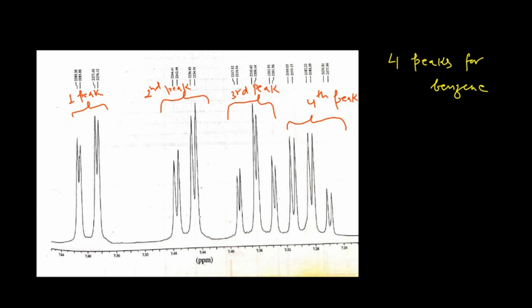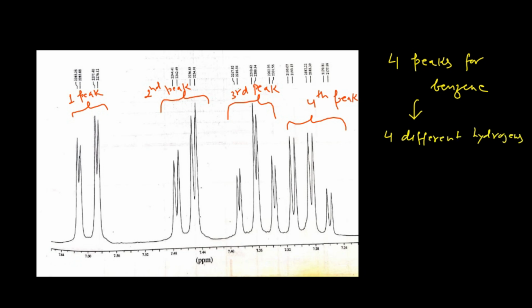Why benzene? Because it is the expansion of the benzene region, which extends from 7.24 ppm to 7.64 ppm. So you can say I am counting only four peaks. However, 1, 2, 3, 4, 5, 6, 7, 8, 9, 10, 11 peaks are there. No, they are not 11 peaks. They are the complex splitting pattern of the four peaks. When your benzene molecule has four peaks, that means you have four different hydrogens.